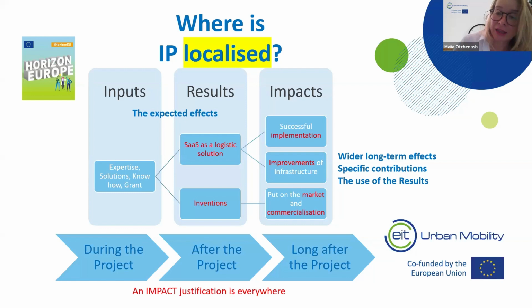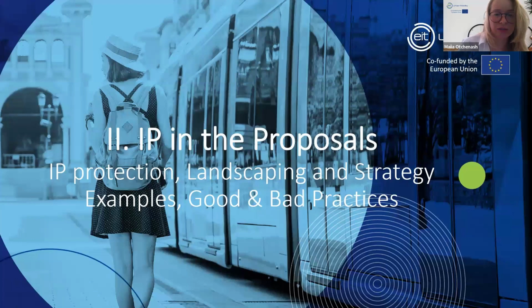Then results at the end of the project can be any solution, for example, SaaS as a logistics solution, which can have impact. Impact is a successful implementation of this solution or improvements of infrastructure of the existing one, and inventions, when the product with this invention can be put on the market and commercialized. So when drafting your proposal, you must justify that impact, right? So always 3 elements and the impact from that: basically wider effects of your solution and specific contributions and how you will use these results in industry.